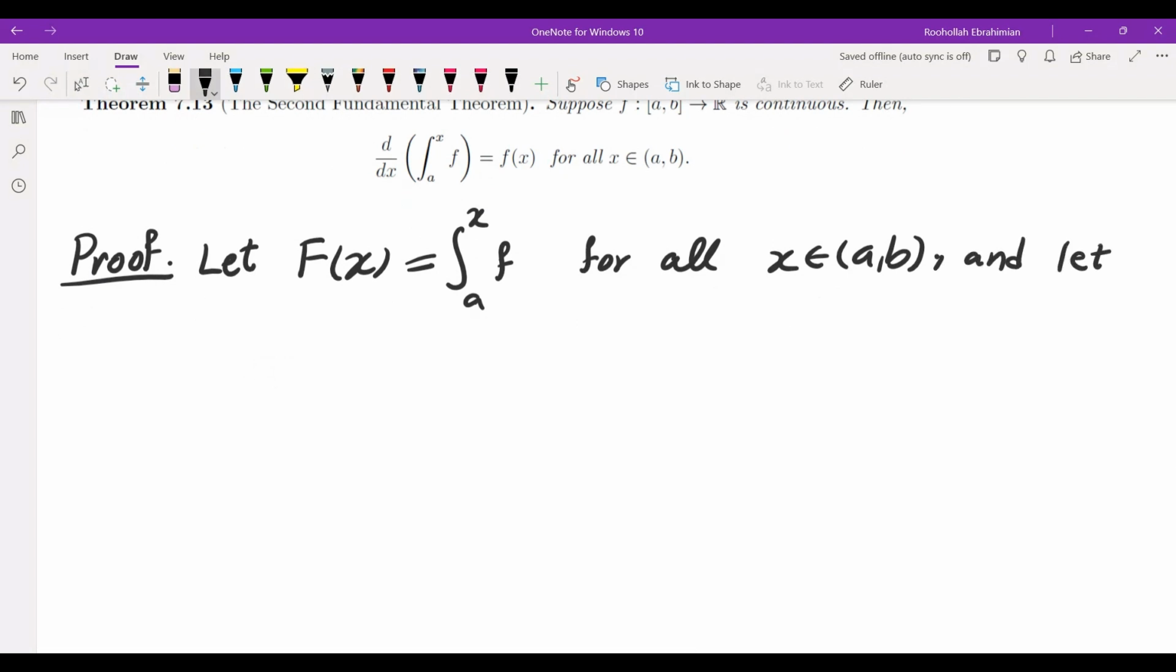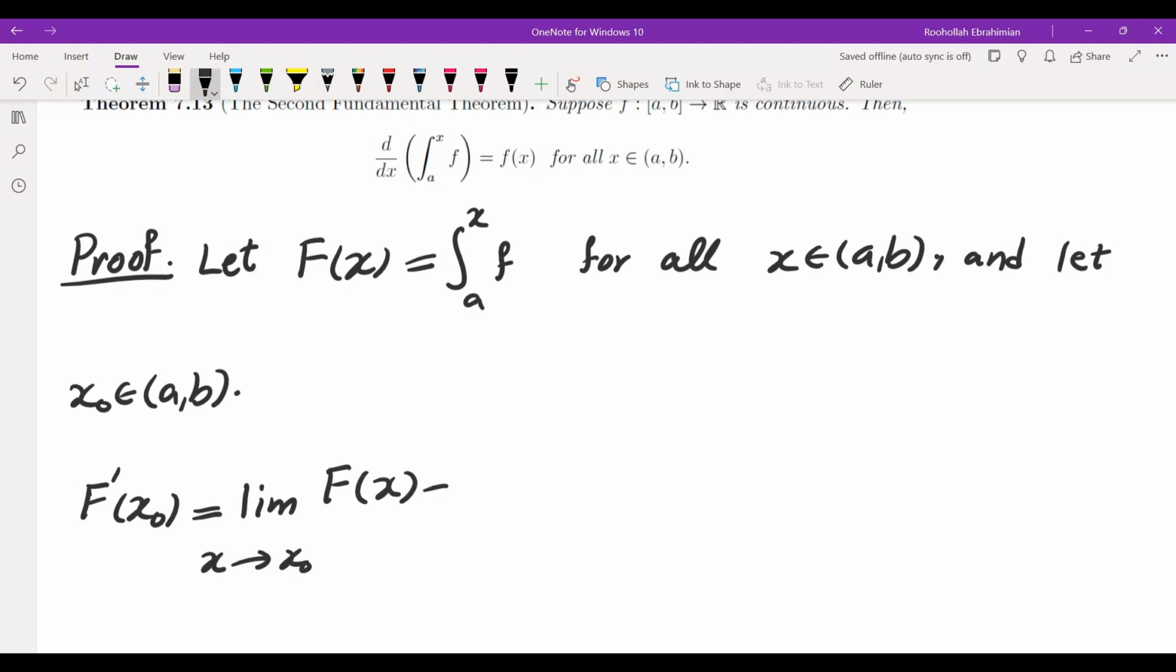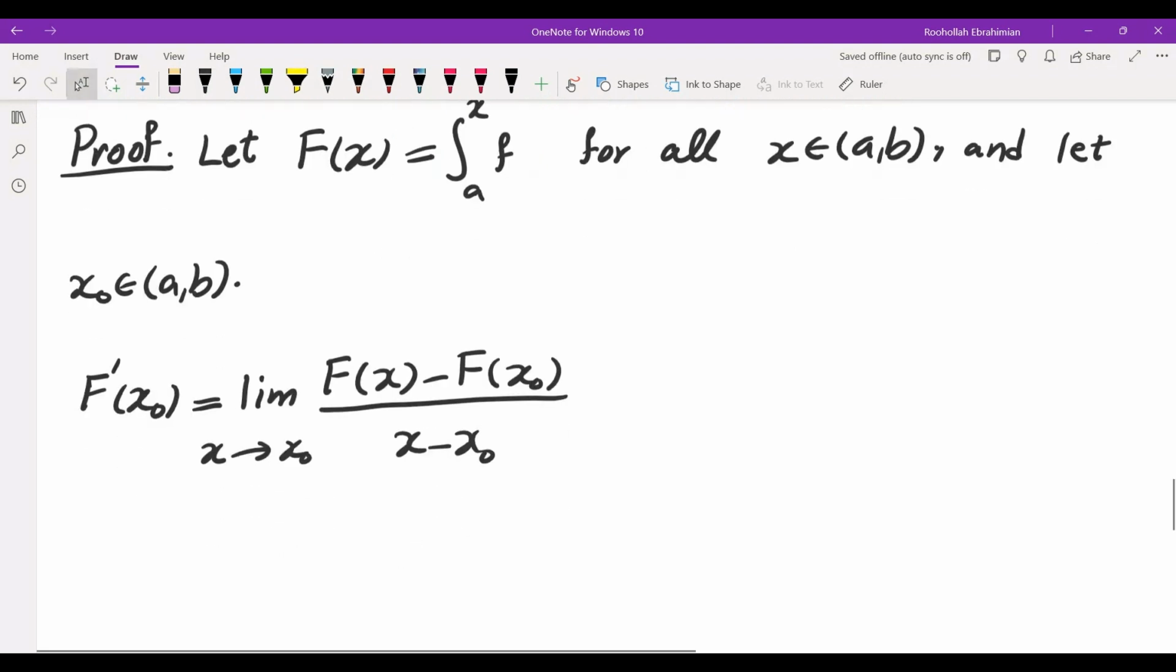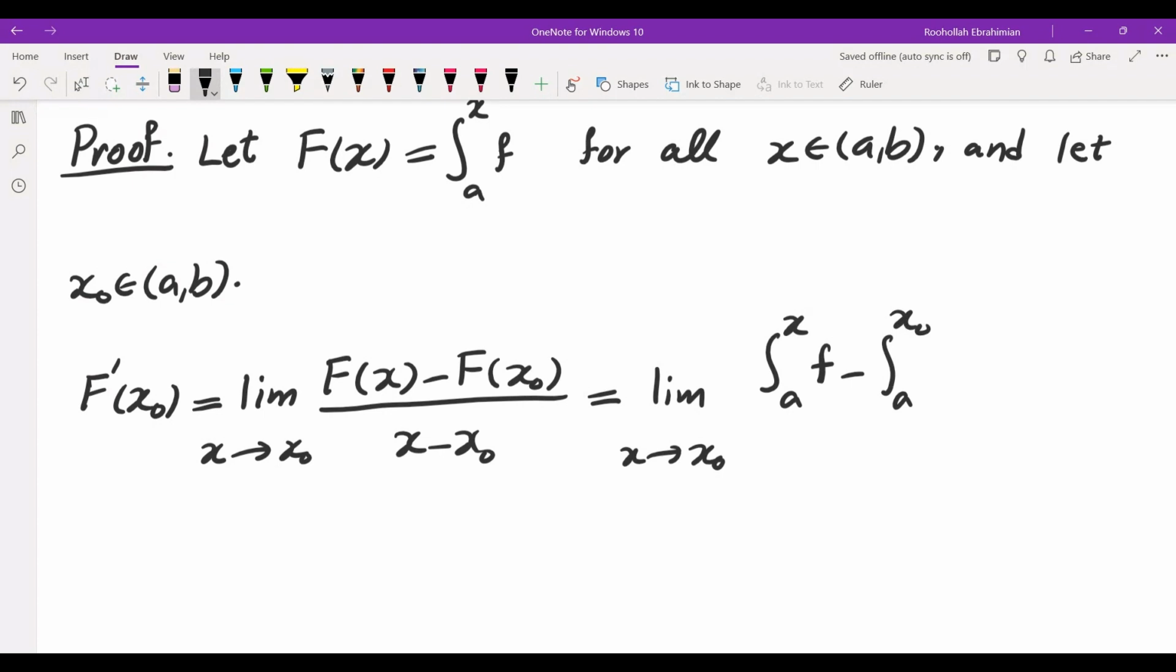And let x naught be in the open interval. If you look at F prime, that's the limit of F of x minus F of x naught divided by x minus x naught. Now, the numerator is in fact the integral from a to x of f minus the integral from a to x naught of f, over x minus x naught.